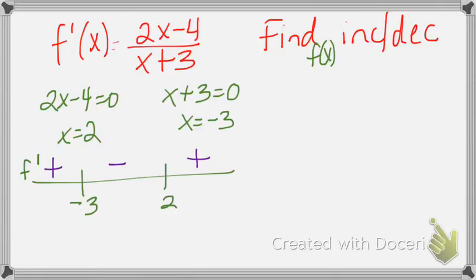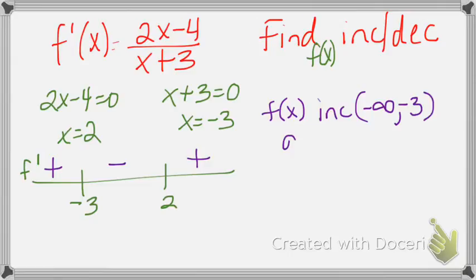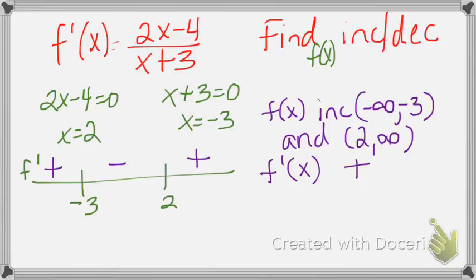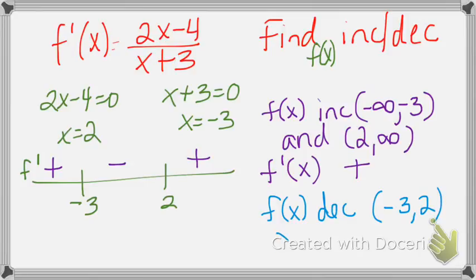So what this tells me is that f of x increases from negative infinity to negative 3 and from 2 to infinity because I know that f of x increasing means that f prime of x is positive. Also, f of x decreases from negative 3 to 2 because f prime of x is negative.